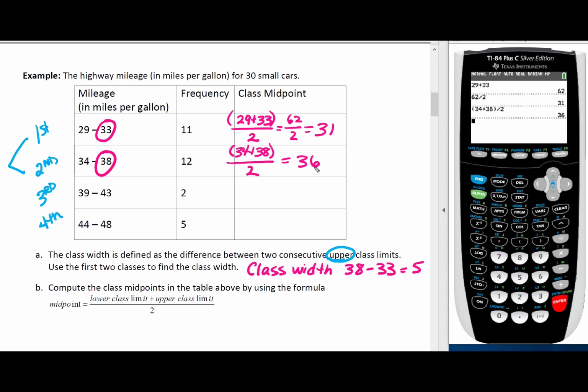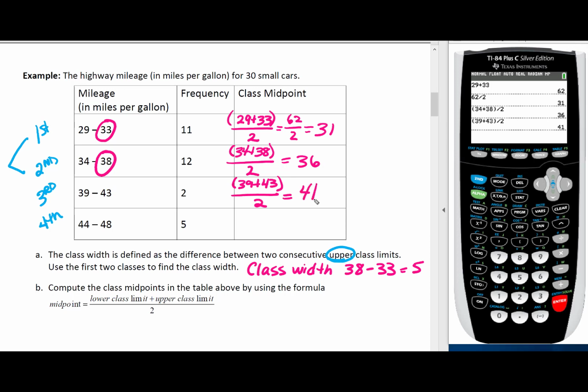Our next class midpoint is between 39 and 43. 39 plus 43, divide that by 2. On our calculator, again, make sure you use parentheses. 39 plus 43, close parentheses, divided by 2. Hit enter, and that answer is 41.